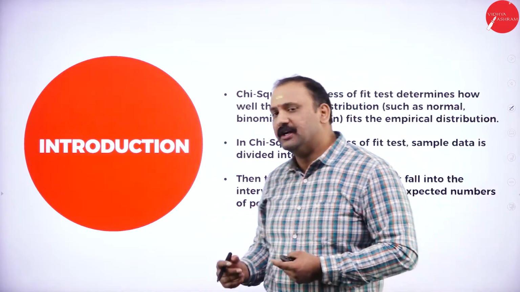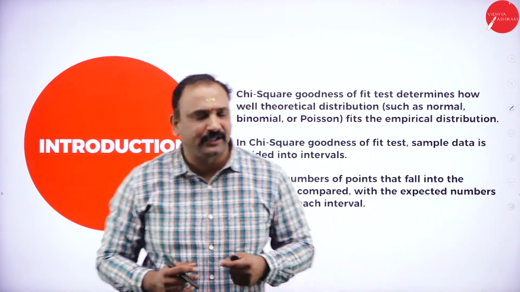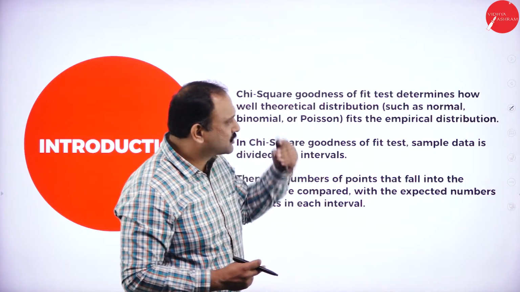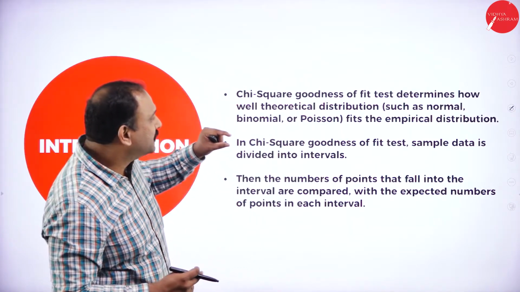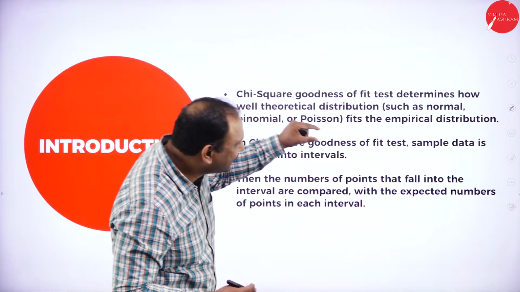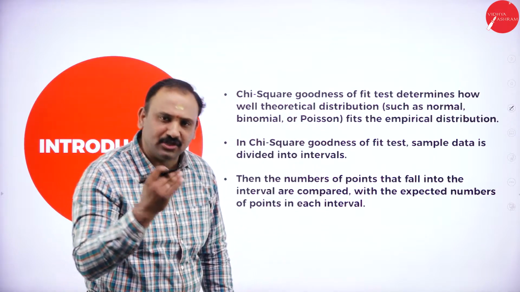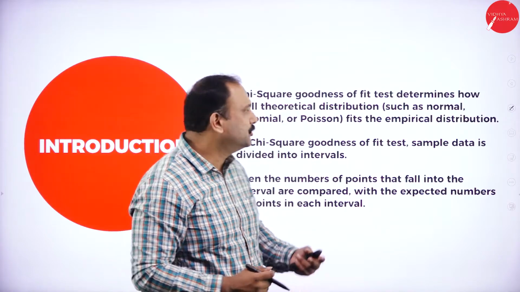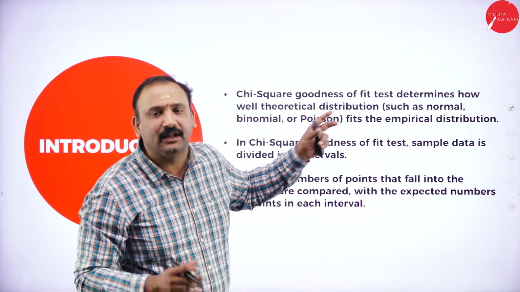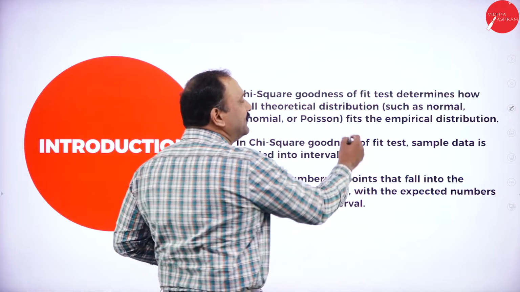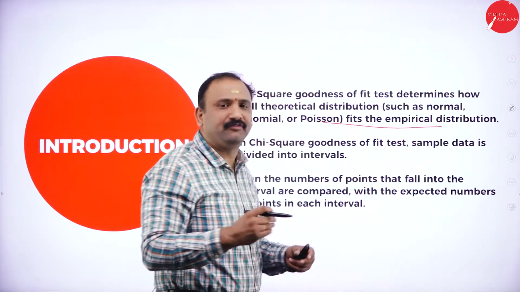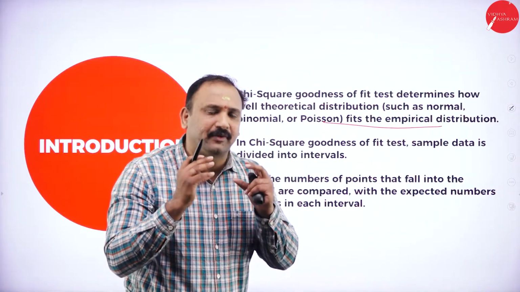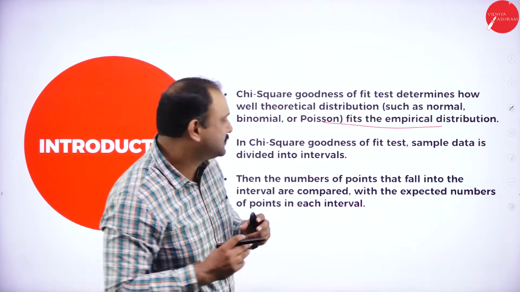Now, moving further, when I talk about this chi-square goodness of fit, we determine how well the theoretical distribution, such as the normal distribution, the Poisson or the binomial distribution, fits the empirical. When I talk about the word empirical, this is more about how good we are at trying to match the data factors together.